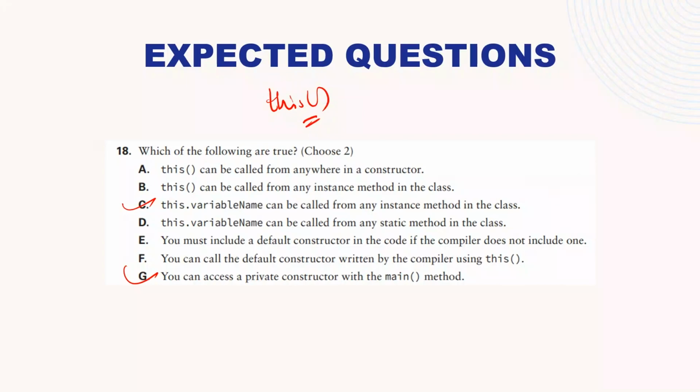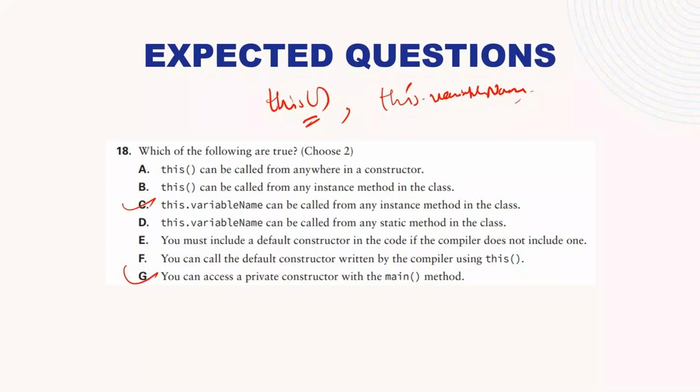The this() call that we are seeing over here may only be called as the first line of a constructor, because this is used for constructor chaining. If you want to call another constructor from a constructor, then you use this. I hope that is clear. Now this.variableName can be called from any instance method to refer to an instance variable, right? So that is fine, you guys got it.